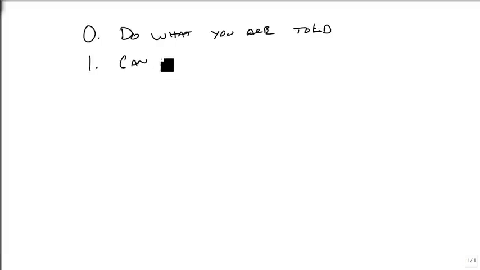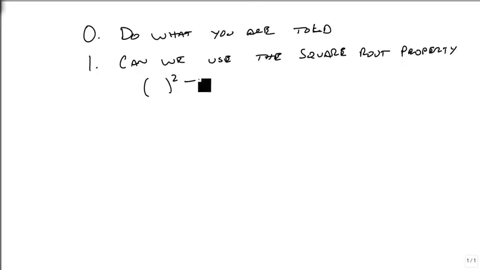So here's my rules for figuring out how to solve a quadratic. First, do what you're told. If a test question says, solve using the quadratic formula, then I want to see your work for the quadratic formula. That's what you're supposed to be doing. Then, we're going to look to see, can we use the square root property? Remember, the square root property is something being squared equals a number. And if it is, then solve it using the square root property.